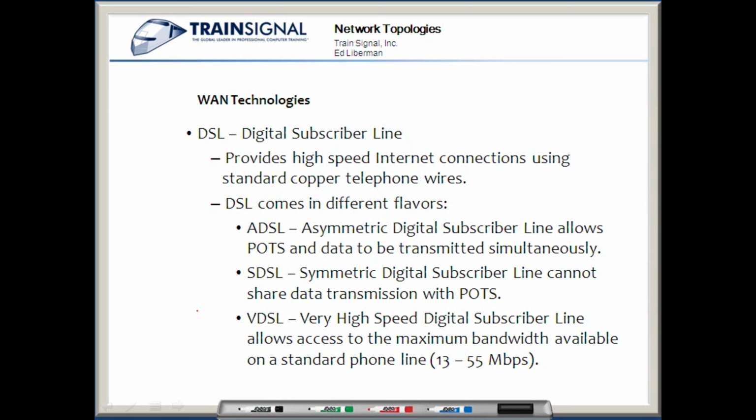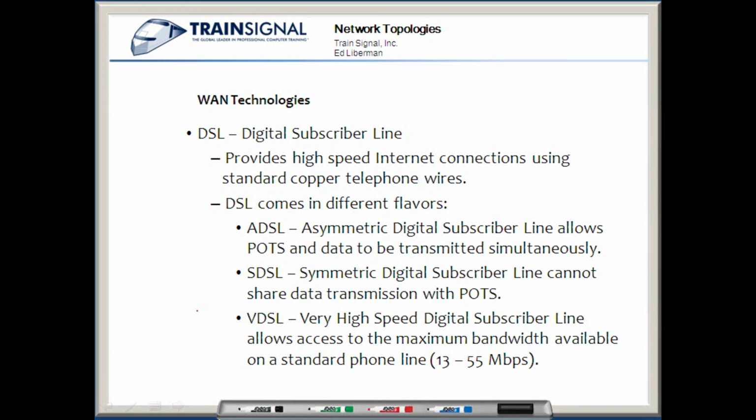Well, DSL also comes in different flavors. There is ADSL, which is asymmetric digital subscriber line, which allows POTS, the plain old telephone service, and data to be transmitted simultaneously over the same lines. Now, one of the things that you should know about ADSL is that typically your download rate is faster than your upload rate. That's how it's designed, to give you more download throughput by reducing your upload throughput.